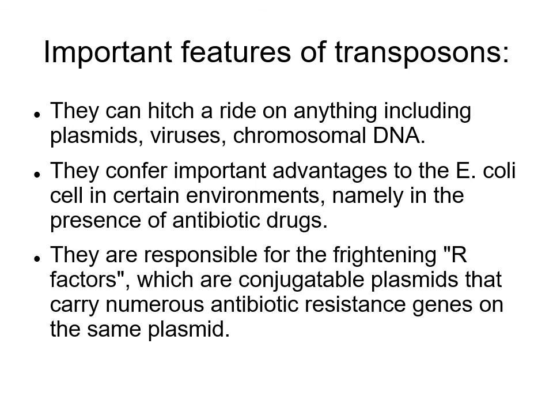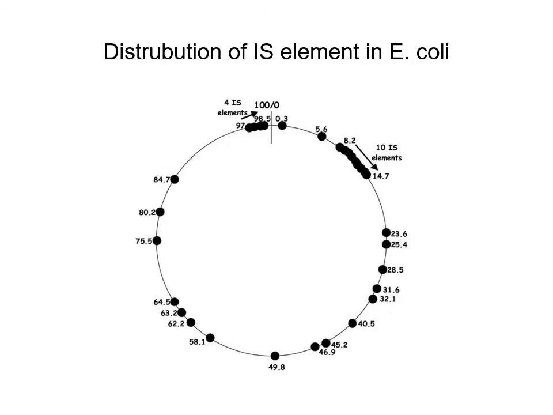In general, they can hitch a ride on anything, and they can certainly confer advantages to the E. coli cell because they encode resistance to antibiotics. And these are responsible for the formation of the R factors mentioned before, which are conjugatable plasmids that carry antibiotic resistance genes on the same plasmid. IS elements are not rare. Here's a picture of IS elements on a typical E. coli chromosome, so there are many of them. But they don't move very often, fortunately.